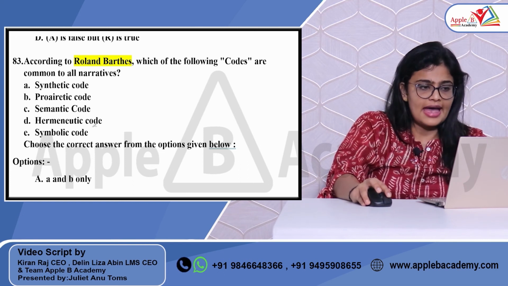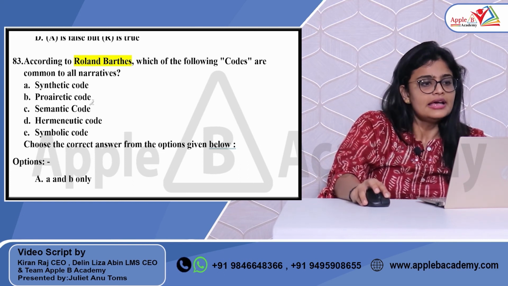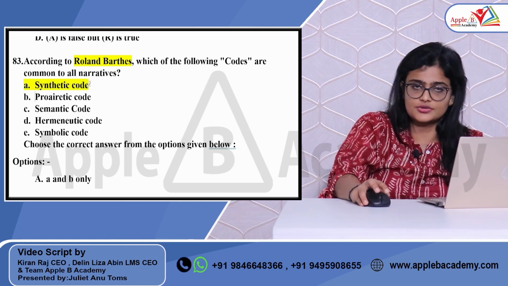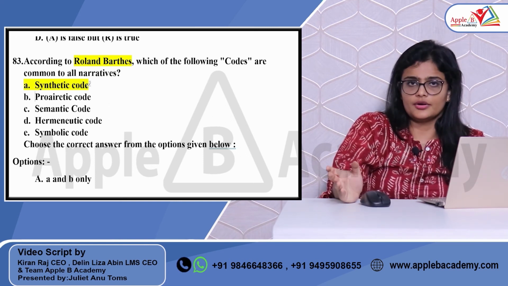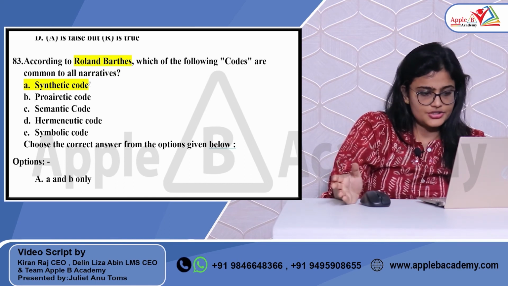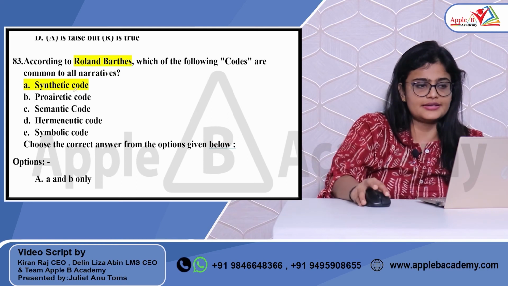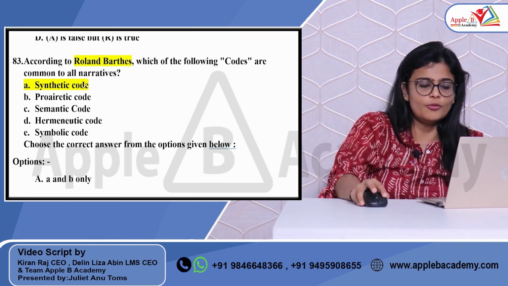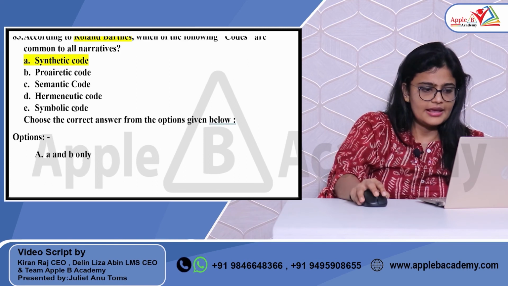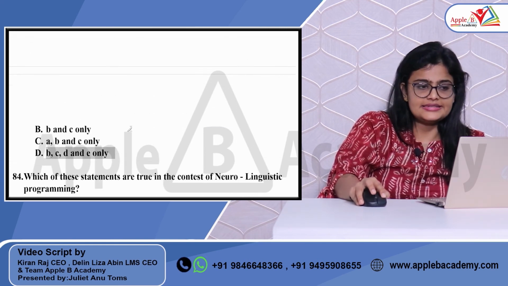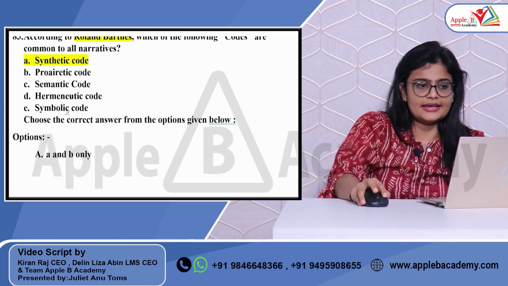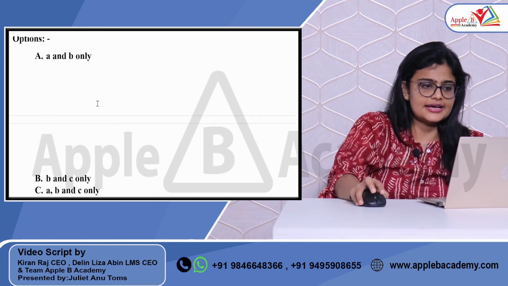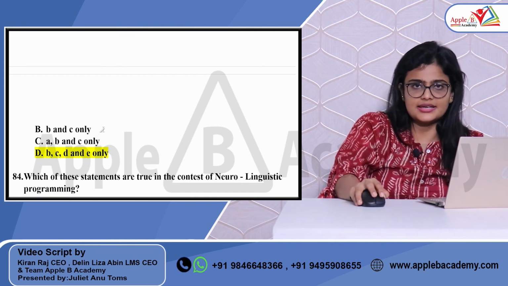So we know about the codes. We have the hermeneutic code, we have the proairetic code, we have the symbolic code, but there is nothing called the synthetic code. The synthetic code can also be paralleled with the cultural code. So it's the hermeneutic code, proairetic code, cultural code, symbolic code and semantic code. So the correct answer is B, C, D and E only: proairetic, semantic, hermeneutic and symbolic. There is no code called the synthetic code according to Roland Barthes. So the correct answer is option D, B, C, D and E only.